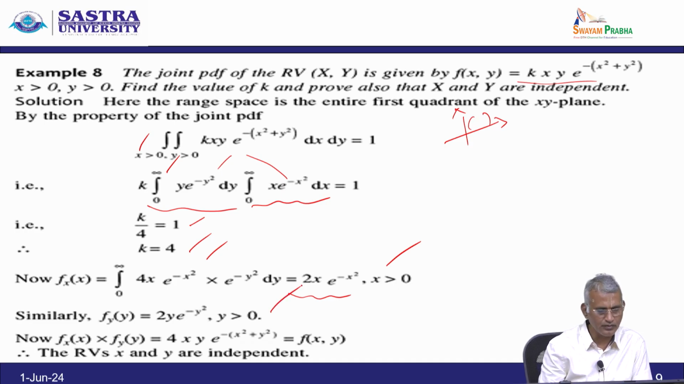And fy(y) equals 2y e power minus y², where y is positive. Therefore, fx(x) and fy(y) multiplied is 2x e power minus x² into 2y e power minus y², equal to 4xy into e power minus (x² plus y²). This is the joint function. Therefore, the random variables x and y are independent.